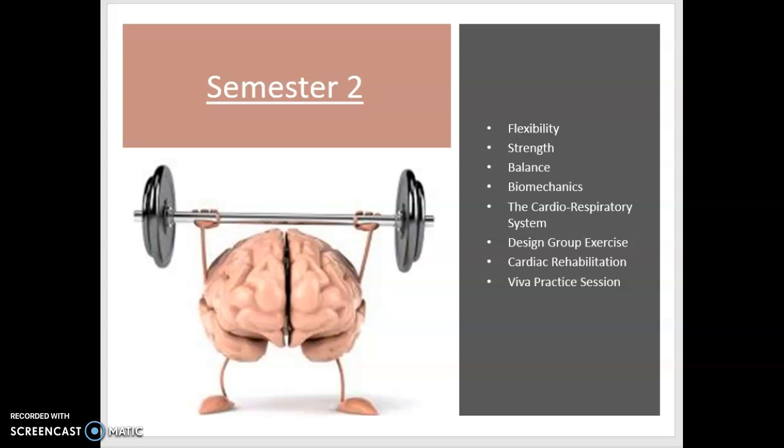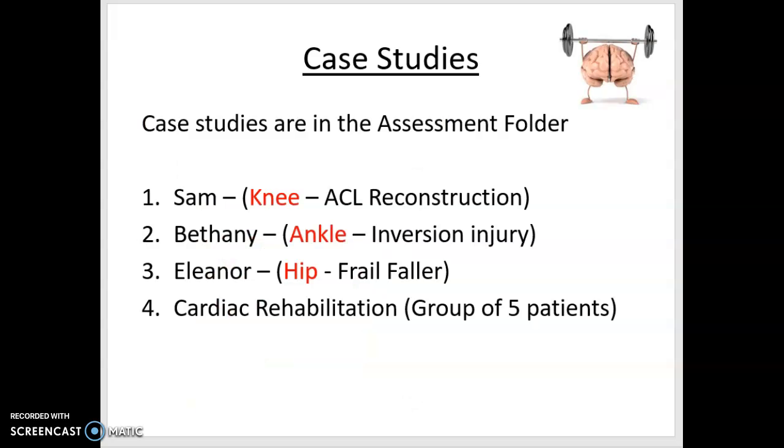Semester two will be about flexibility, strength and balance as the most important components of fitness, particularly for acute rehab, and then onto biomechanics, the cardiorespiratory system, designing group exercise, cardiac rehab, and the practice VIVA session.